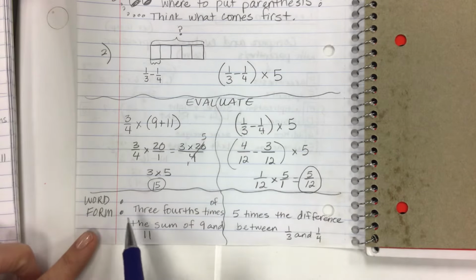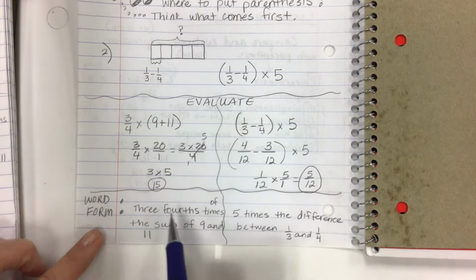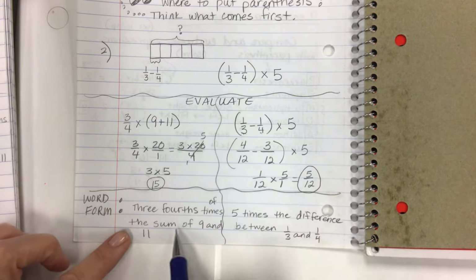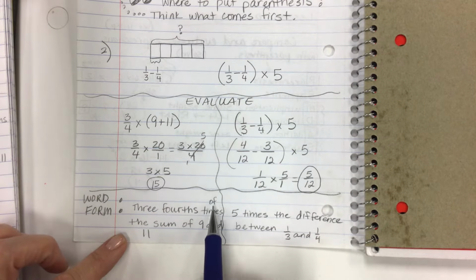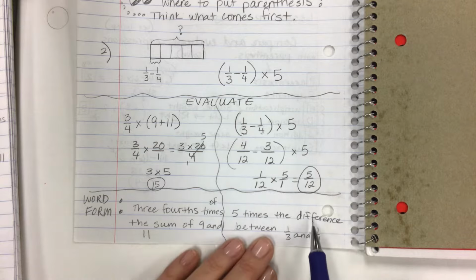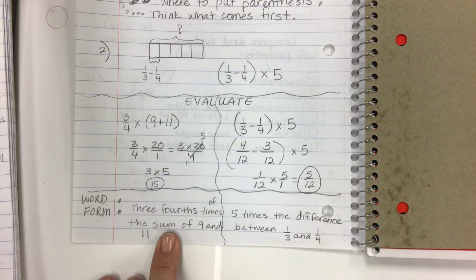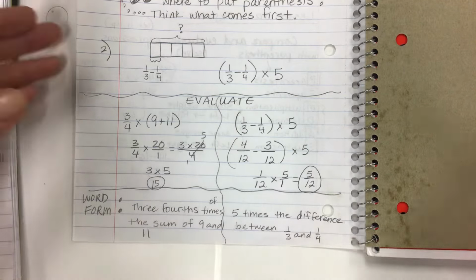Word form, you have to know how to write it today. And so it's going to look something like this: 3/4 of the sum of 9 and 11. Now some kids will say 3/4 times the sum of 9 and 11. It's the same thing, and you can say either. But you need to say sum, and you need to use difference to show what it means to get the answer to an addition problem or the answer to a subtraction problem. Now, with that said, there's more.